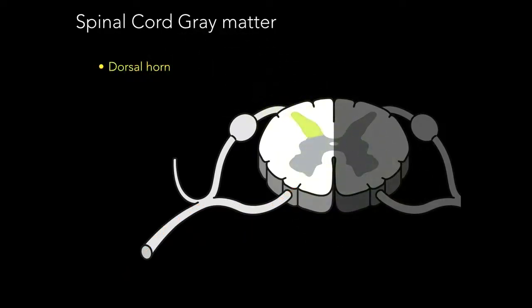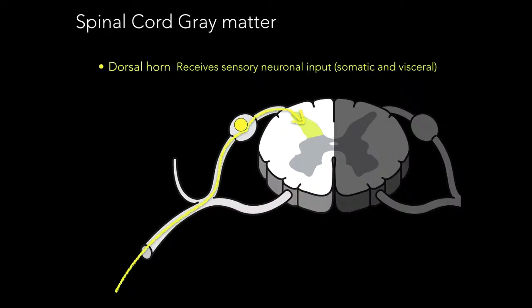And then our dorsal horn, it's going to receive sensory neuronal input, both somatic and visceral. And so there we have a sensory neuron. And then our dorsal root, you see that cell body in the dorsal ganglion, and it brings information into that dorsal horn. So there we have a sensory neuron.